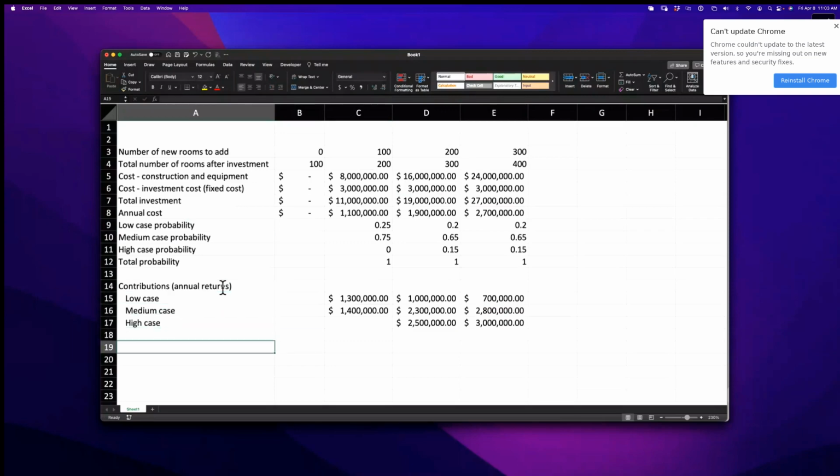So let's do that. Let's work out the expected. This has actually got probability in it, where the expected outcome is a product of the probabilities times the contributions for each of those probabilities. So we can call this expected contribution. Expected contribution. This is like the expected return per annum.